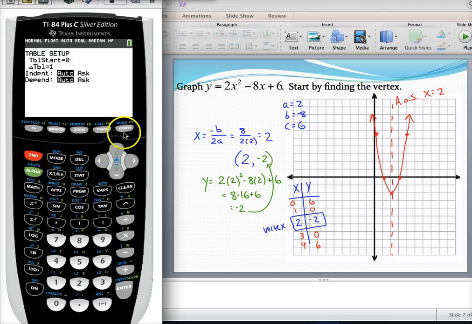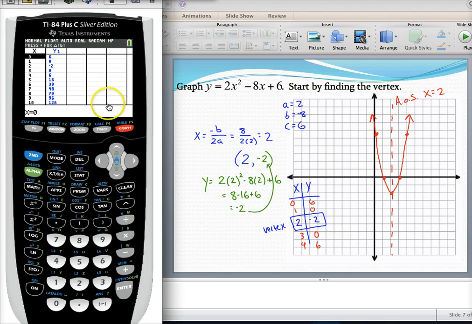Now go back to your table. And you should see your table of values. So there's the points that we found, 0, 6, 1, 0. We found those by hand. And you can see they're symmetrical about that vertex at 2, negative 2. And you can kind of scroll through this and find any points you want. I wouldn't pick these values. They'd be way off your graph. So try to pick points that are convenient to graph. But there's a bunch of points you can use to make your parabola.